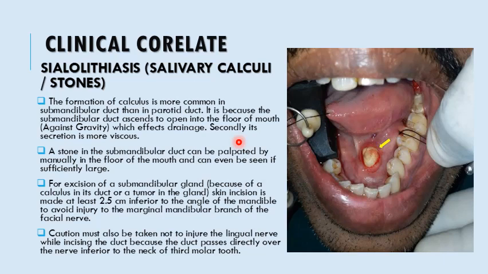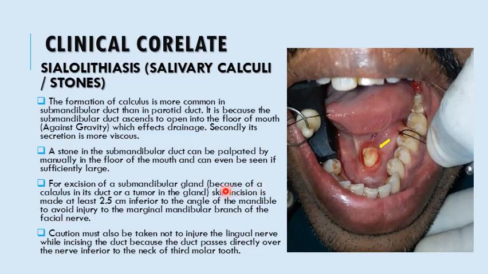A stone in the submandibular duct can be palpated bimanually in the floor of the mouth and can even be seen if sufficiently large. Here in this diagram you can see a large stone impacted in the submandibular duct in the floor of the mouth.